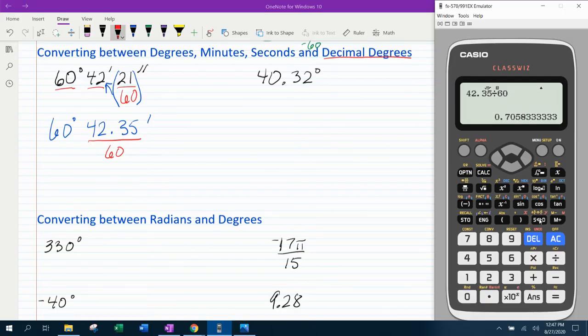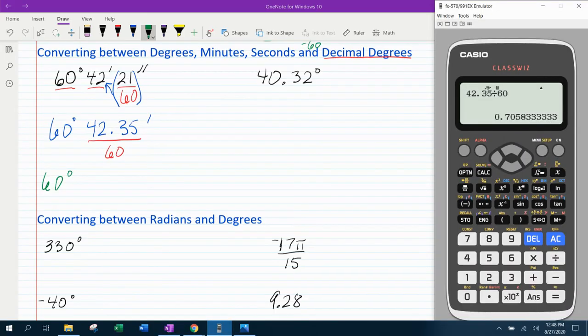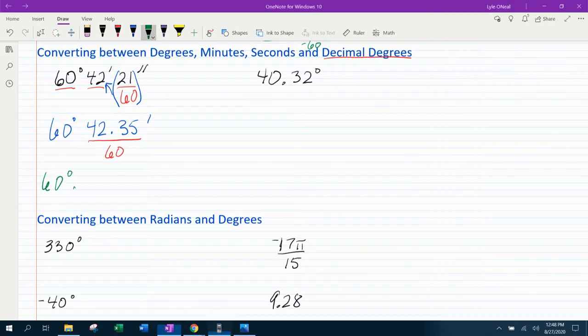And as a decimal, that is, and they're probably going to want you to round to so many decimal places, okay? So we could say that this final answer is 60 degrees, 0.70583 repeating. If you wanted to write it exactly, it would look like that.